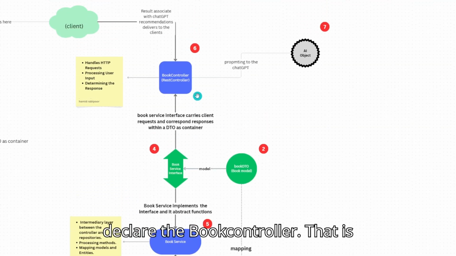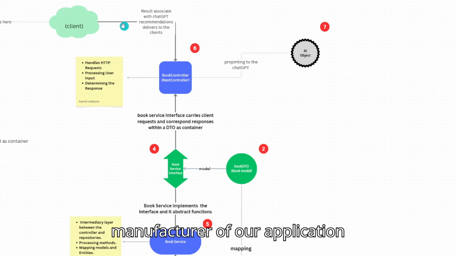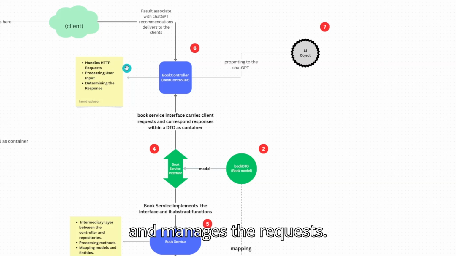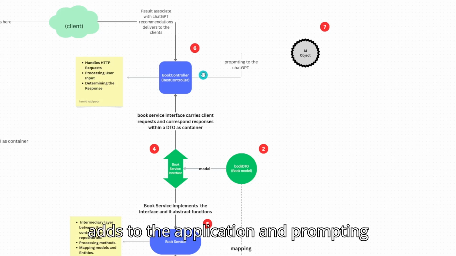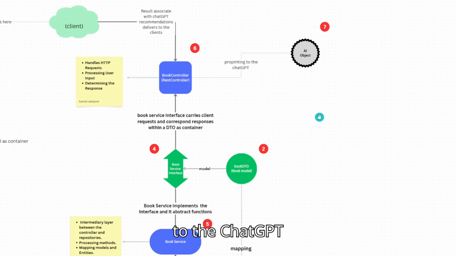And then we declare the book controller, which is the manufacturer of our application and manages the requests. Here the AI adds to the application, prompting to ChatGPT.